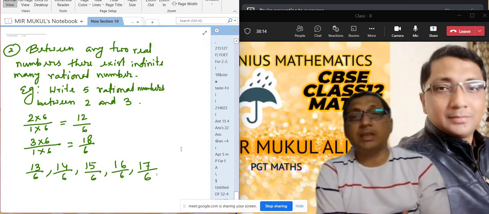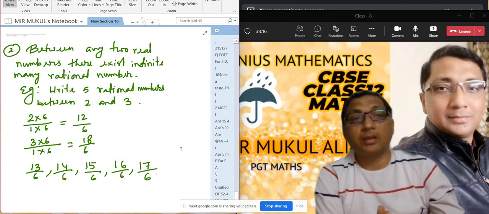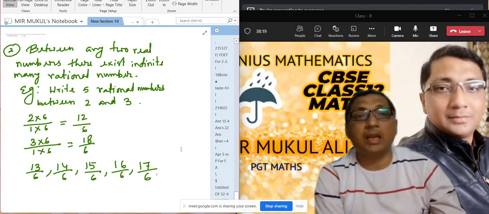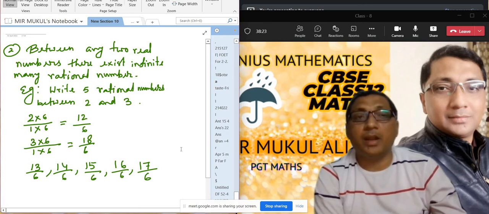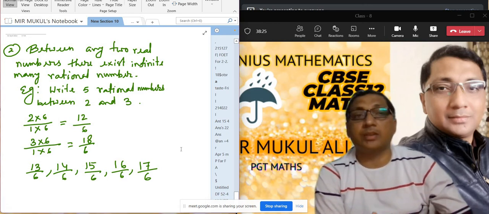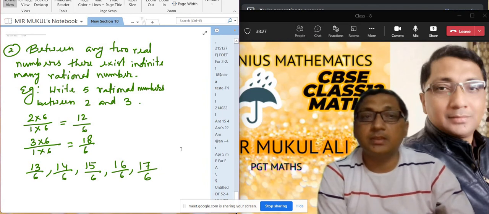So these two concepts are common for both class 9 and class 10th. Now for class 9, 1.1 we'll do with this concept. That means real numbers.